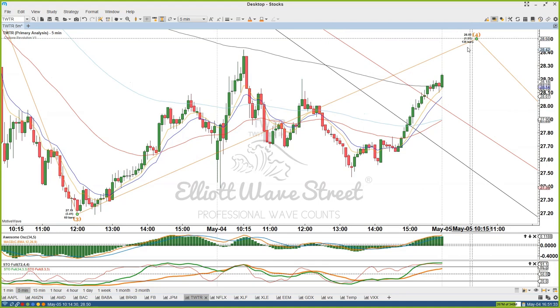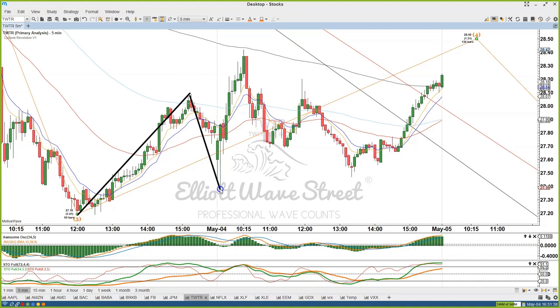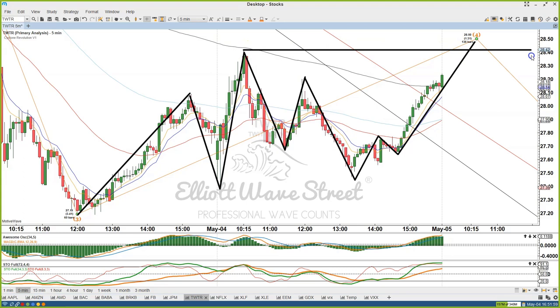So this is a double zigzag. ABC for W, ABC for X. And here we can look for another ABC. Or if it's a 5, it's going to be a C leg. So we'll be fine. Or we can go with something simple here. A 3-wave sequence. But then we look to the previous high, and that's the 2840. And now we know that the price needs to make a higher high because we have a 3-wave sequence down instead of a 5.